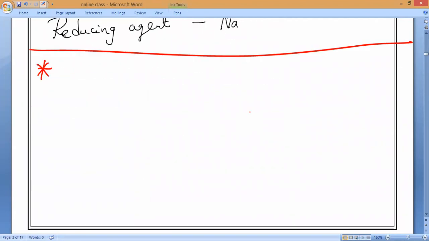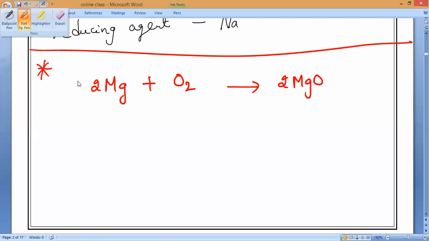Next example: magnesium plus oxygen, the first example of class 10th. Magnesium is burning with oxygen. It will give you magnesium oxide. So balancing is not a matter, just balance it. It's not an issue. Now, first the oxidation reaction.